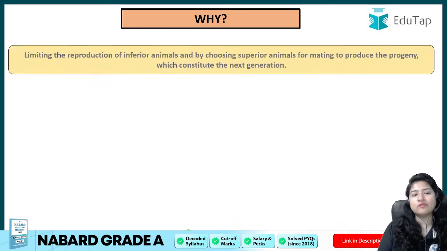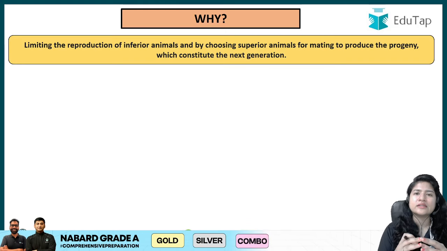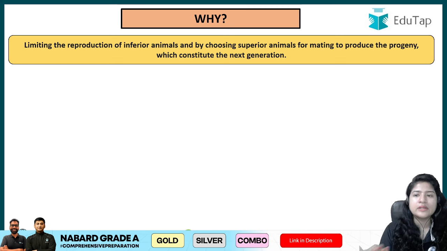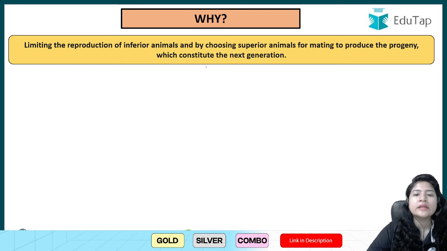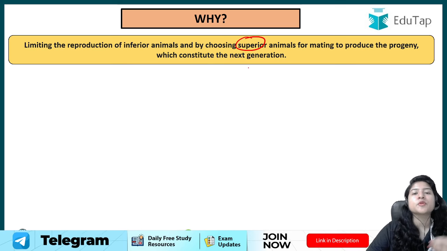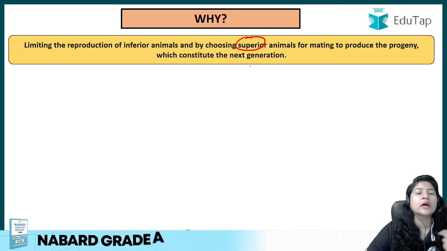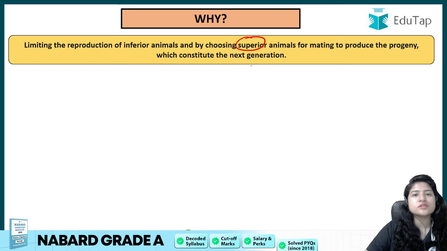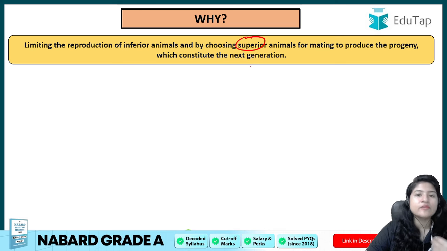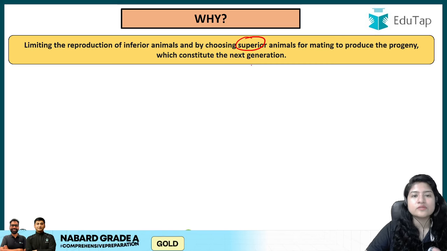So, starting off with why breeding is done. The concept is very simple: we want superior genes in our progeny, for whatever purpose we are rearing those animals. It can be cattle, goat, sheep, anything. Whatever we are rearing it for, whether meat, milk, or the wool that they produce, we get the best quality for it. Okay, so that is why breeding is done.